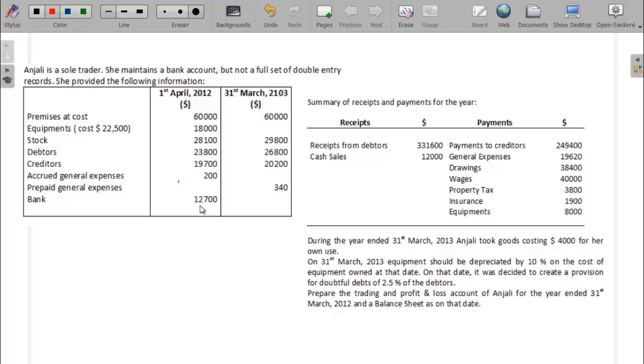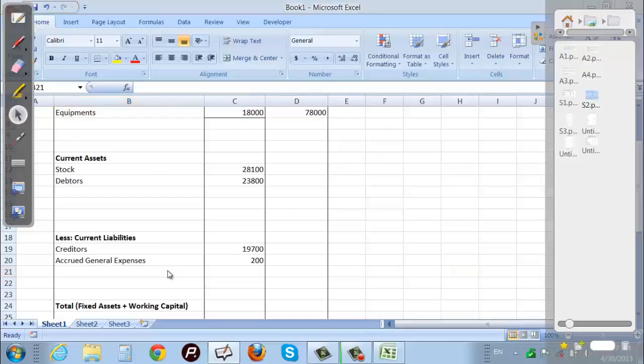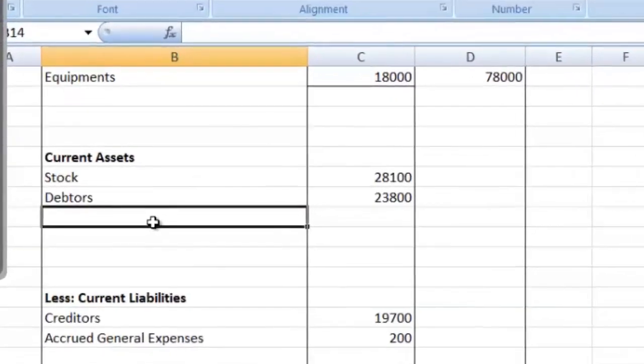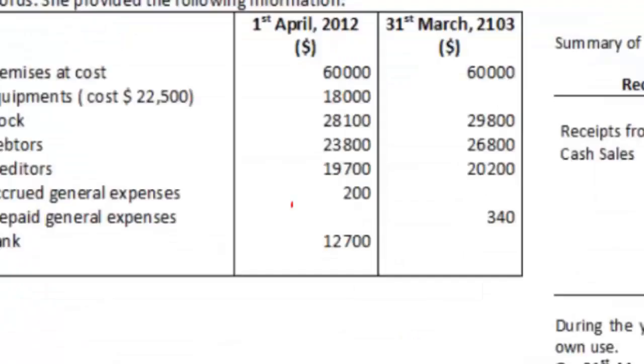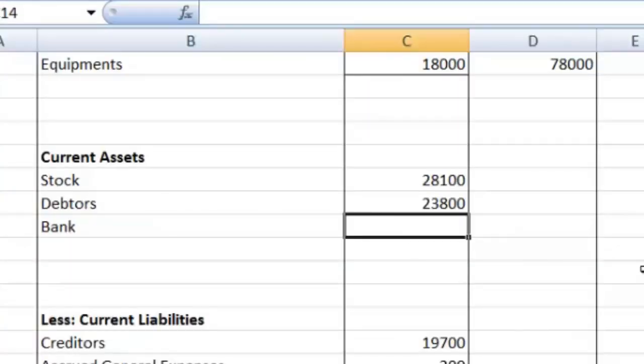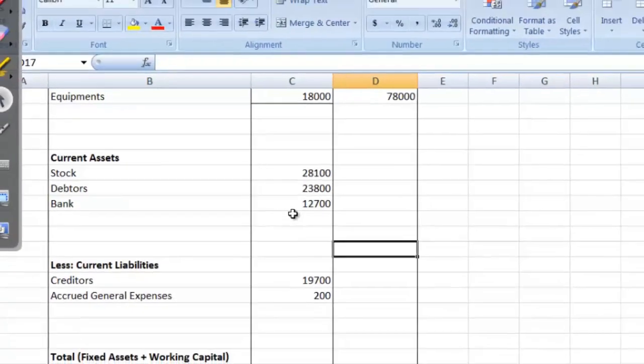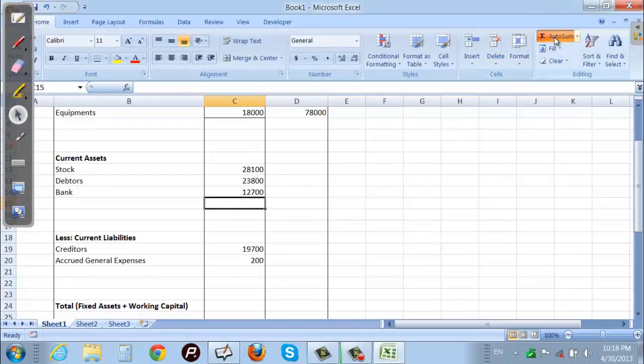Then we have bank balance, 12,700. So this item we will show under the head current assets, and the amount is $12,700. So now the total of current assets is 64,600, and from this total now we will subtract the current liabilities. So we will get the working capital. So let's see.